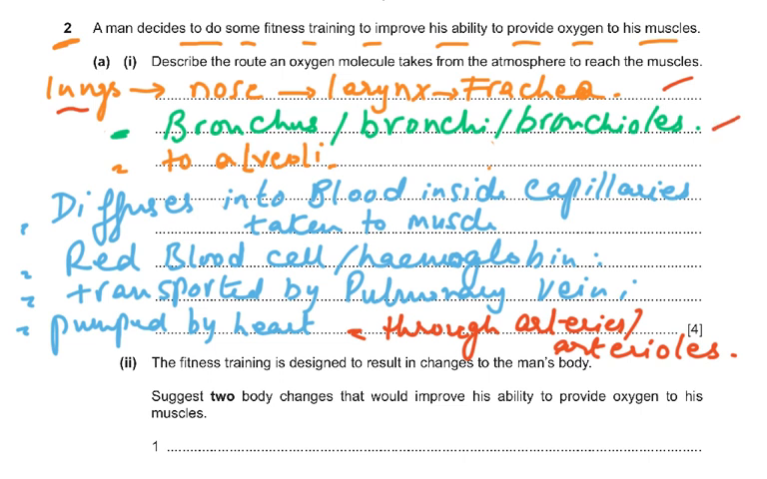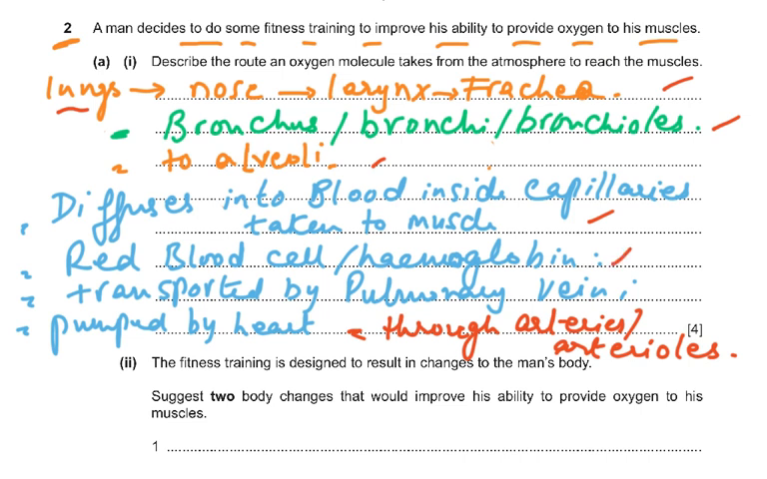Bronchus or bronchioles, 2nd mark. To the alveoli, 3rd mark. So you could get all that in one sentence: the oxygen inside the air enters through the nose, enters the trachea, then divides into the bronchus, and then finally ends up in the alveoli. And you got your 3 marks. Here it diffuses into the blood inside the capillaries, and then it is taken to the muscles. Red blood cells contain hemoglobin. The oxygen binds to the hemoglobin and it forms oxyhemoglobin.